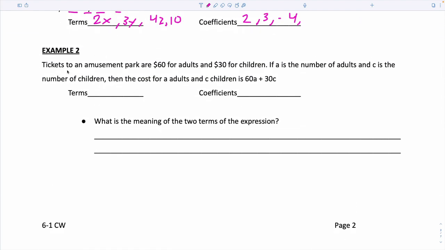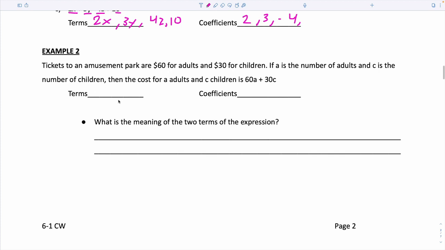This example says there's a real world scenario. They just want you to pull out what are the terms, what are the coefficients, and then identify what does each one mean. Your terms for this one, when you see something that might be a term, circle it, underline it, and then we'll jot it down. Read it for me, please. Vienna.